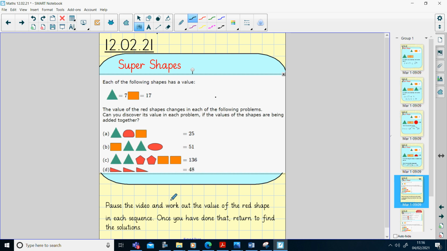There is also a scaffold uploaded into Teams where I've just changed the values a little bit to make it a little bit easier for the addition to happen. So if you want to have a go at that first, then you can. Pause the video and come back to me when you are ready.